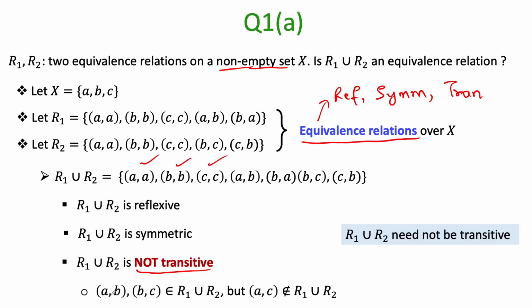So in general, the union of two equivalence relations need not be transitive. We can prove that it will always be reflexive and symmetric. If I take the union, it will always be reflexive and symmetric, but the union need not be a transitive relation.